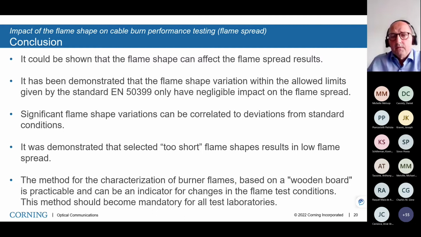The applied method for the characterization of the burner according to EN 50399 by using a wooden board is practicable and can be an indicator for changes in the burner flame test condition. This method should become mandatory for all test laboratories.